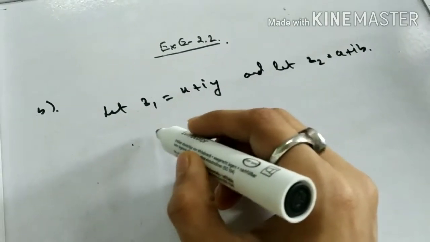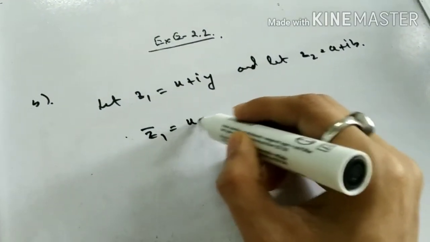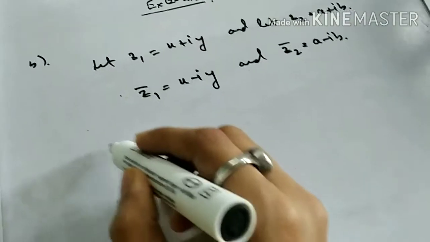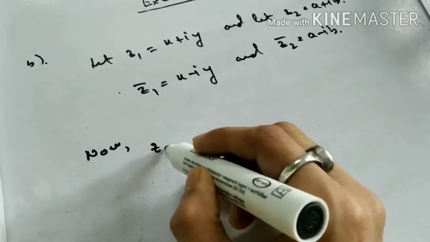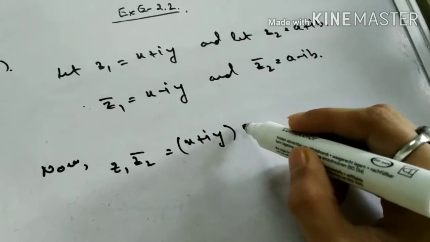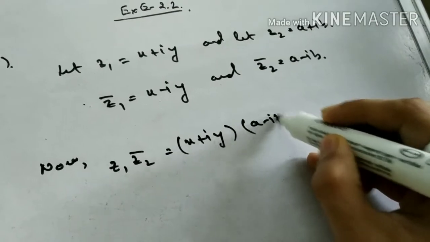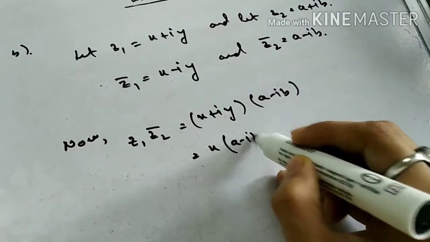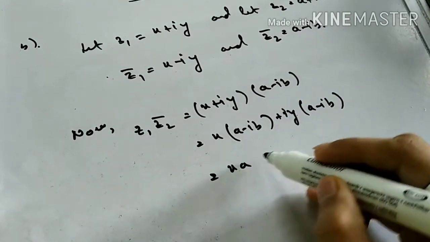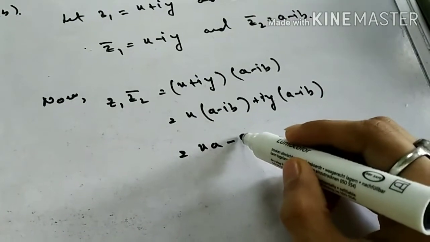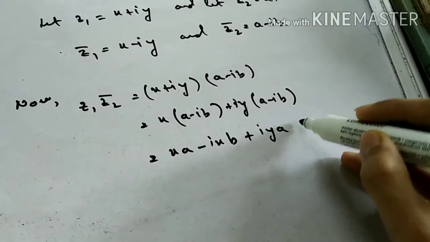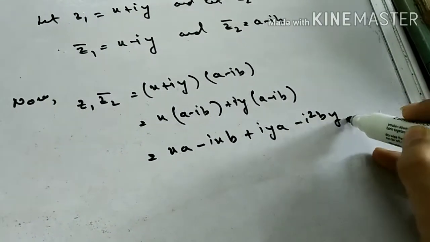So z1 bar becomes x minus iy, and z2 bar becomes a minus ib. So now z1 into z2 bar: this is x plus iy into z2 bar, which is a minus ib. So x(a minus ib) plus iy(a minus ib). So this becomes xa minus ixb plus iya minus i square by.